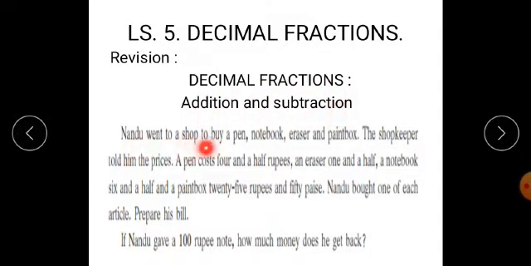Nandu went to a shop to buy a pen, notebook, eraser and a pen box. The shopkeeper told him the prices. A pen costs 4.5 rupees, an eraser 1.5, a notebook 6.5, and a pen box 25 rupees and 50 paise. Nandu bought one of each article. Prepare his bill. Now, students, for this we are going to prepare a bill. If Nandu gave a 100 rupee note, how much money did he get back?